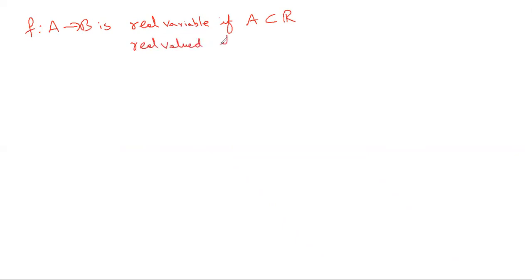Real function, real variable, real valued. F from A to B is real variable if A is a subset of real numbers. Real valued if B is a subset of real numbers. Real function if both A and B are subsets of real numbers.